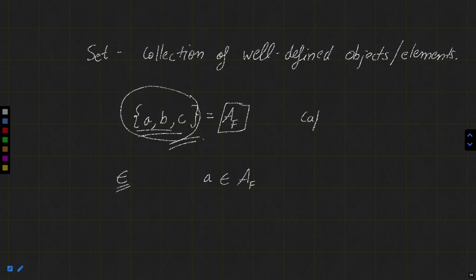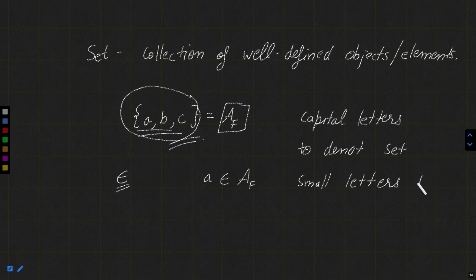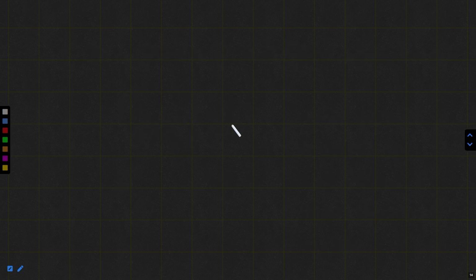Capital letters to denote sets and small letters to denote elements of any set. Clear?